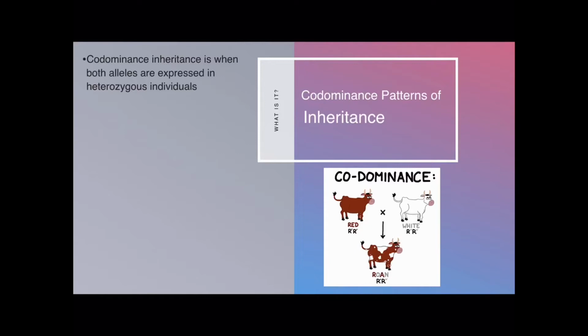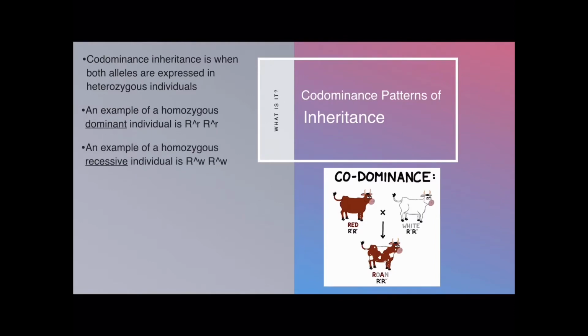Alleles from both parents are given to the offspring. They are both shown through as a blend of the two alleles. RR would result in a red cow as shown in the top left corner of the example picture, and this is the homozygous dominant allele.